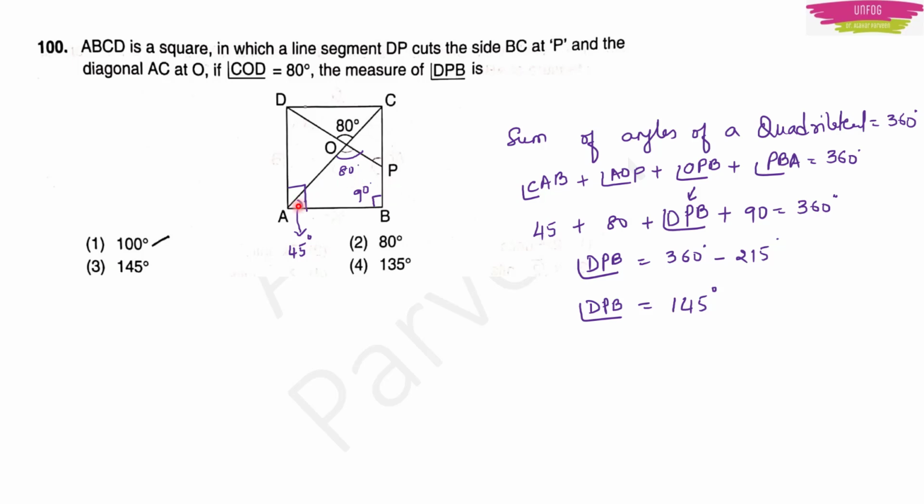Now once I get the 3 angles, I got angle OAB, and I got angle AOP, and I have angle PBA. Once I have all this, I can find angle OPB, because I know that the sum of the angles of a quadrilateral is equal to 360 degrees. I have all the other three angles, right? With that I can find the answer. So here I am getting 145 degrees. Okay.